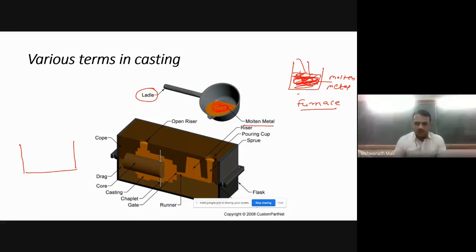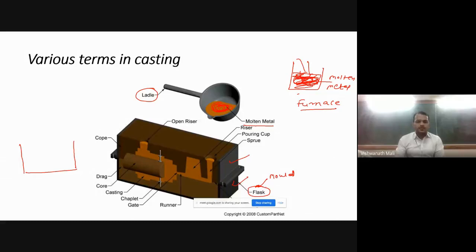Before pouring the molten metal, we need to prepare the cavity. How do we prepare the cavity? That part we have just seen. As I told, there is a flask. Here you can see this complete arrangement. This one and this one is called flask. So what is the purpose of flask? To prepare the mold with the help of molding sand. To prepare the mold, flask is used.